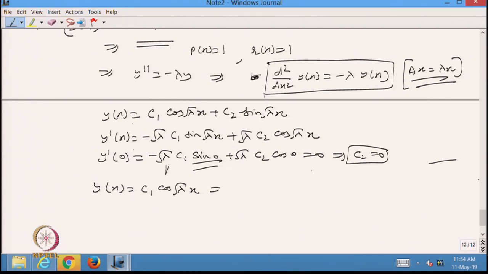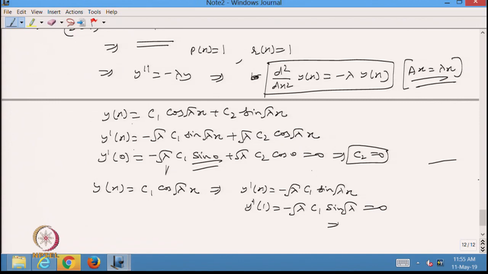Then from the other boundary condition, that is at 1, my y dash x is minus root lambda C1 sin under root lambda x, and then I will put my boundary condition y dash at 1. So, this will be under root lambda sin under root lambda, and this is given to me equal to 0. Now, I cannot have my C1 as 0, because if I take C1 as 0 then it will be just the trivial solution. So, lambda is also not 0, and from here I can set sin under root lambda equal to 0.